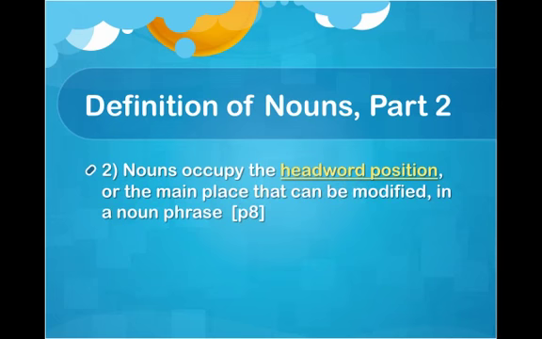Part 2, as it says on page 8 of the 6th edition of Rhetorical Grammar, nouns occupy the headword position. They're the main part of a noun phrase. And a noun phrase can be a subject in a sentence, it can be an object in a sentence, it can be part of a prepositional phrase. The important thing to know here, even though I've underlined headword position, is that it can be modified. This is crucial to defining a noun.